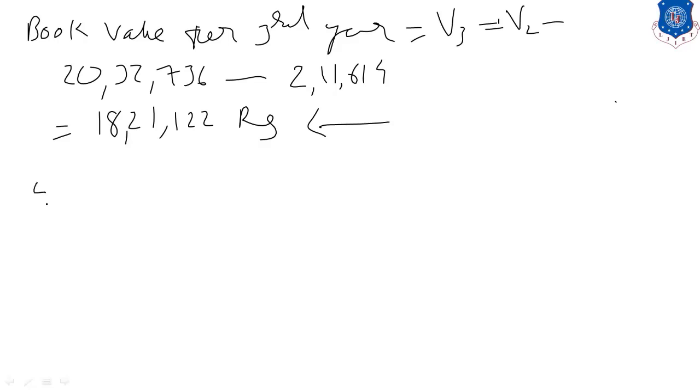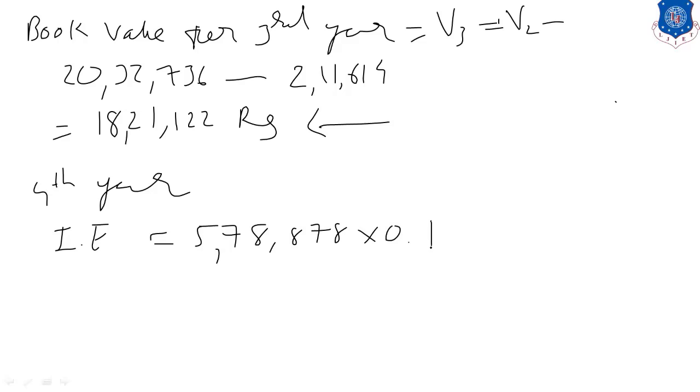Now we have to find out for the fourth year. For the fourth year, the first step is to find the interest earned from the depreciation, which is given by 5,78,878 multiplied by 0.1, which is equal to 57,887.8. So this becomes our earned interest at the fourth year.